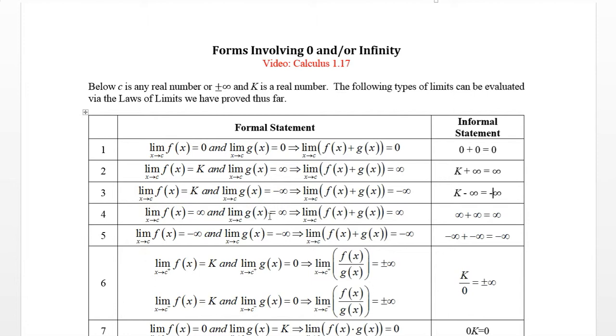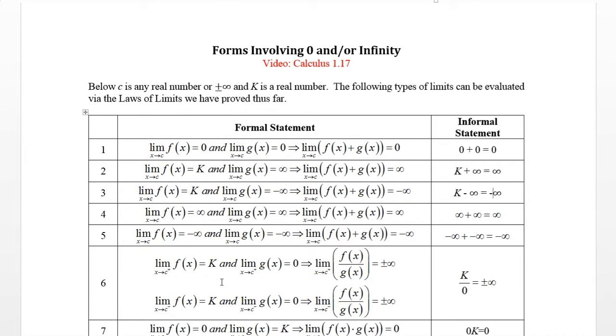If both parts are going to infinity and you're adding them together, then certainly the whole thing's going to go to infinity as well. If they're both going to minus infinity and you add them together, then that goes to minus infinity.